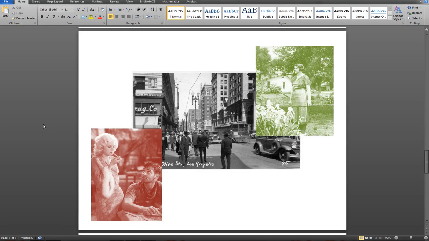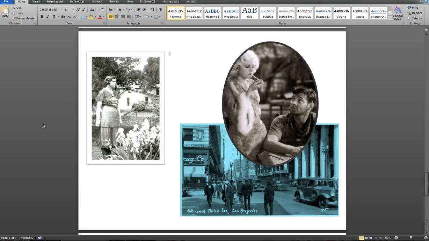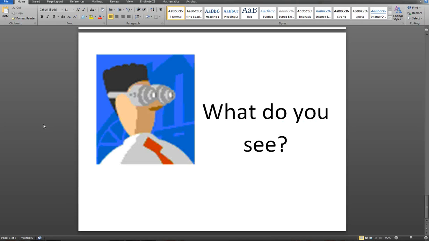If I changed the orientation or the color, if I change the scale and the style. And these are all things that I'm doing just using the tools in Word, but we will go over some other resources for more advanced tools. So ask yourself, when selecting images, what do you see? And what does that communicate?